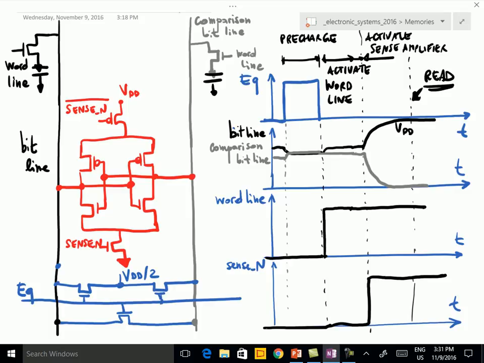For the static RAMs, we typically have the same situation in terms of the need of a sense amplifier, but the variation of the voltage on the bit line is larger because we have a latch which is providing the voltage, not just a capacitor, and therefore we can have a much faster sense amplifier, and therefore we have a faster read time for a static RAM. Okay, this is how things work.